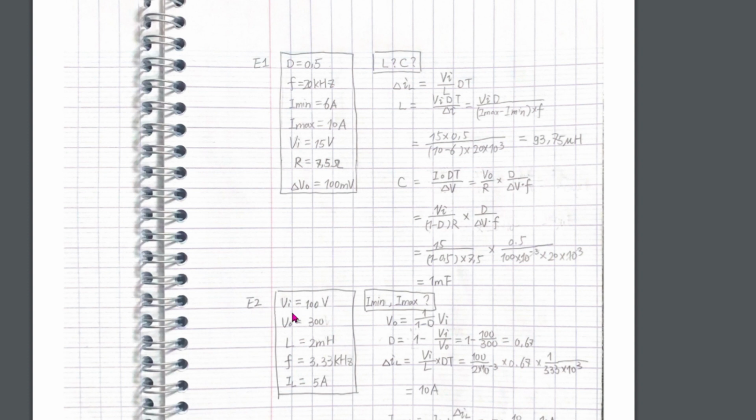Okay, now the second exercise, we have the input voltage 100 volts and output voltage 300 volts. The inductor 2 millihenry, the frequency 3.33 kilohertz, and the average inductor current is 5 amperes. We need to calculate the minimum and the maximum value of the inductor current. We can calculate the D by using the input-output voltage.